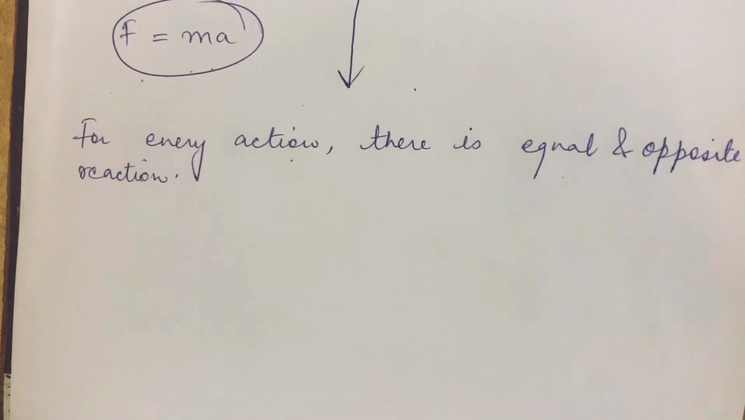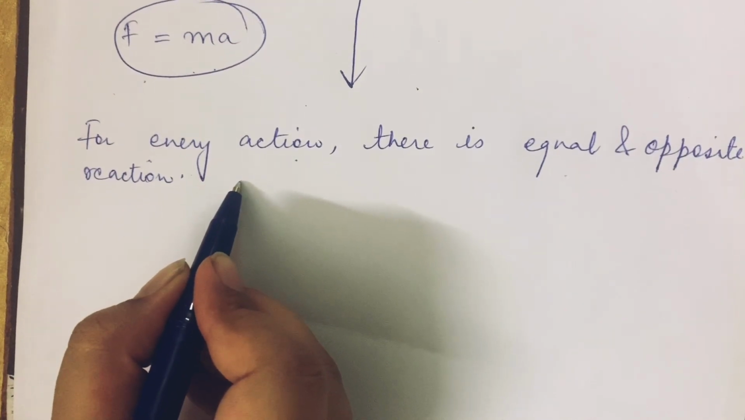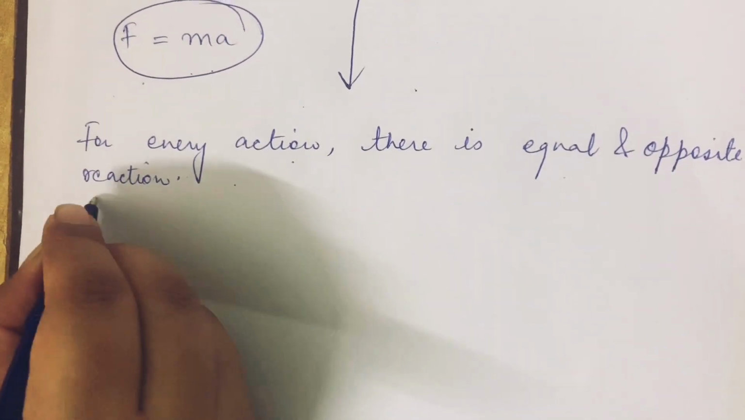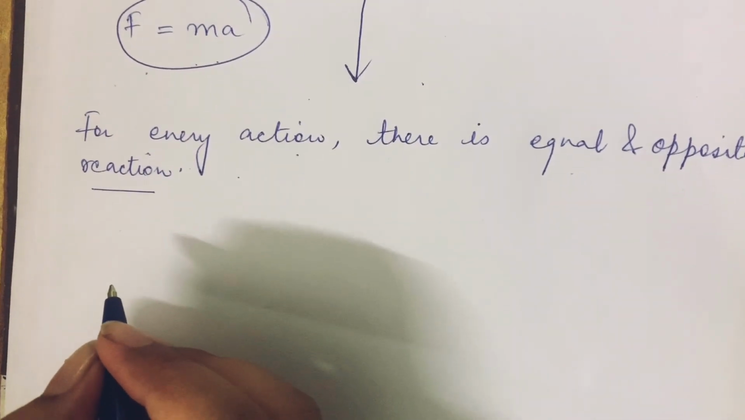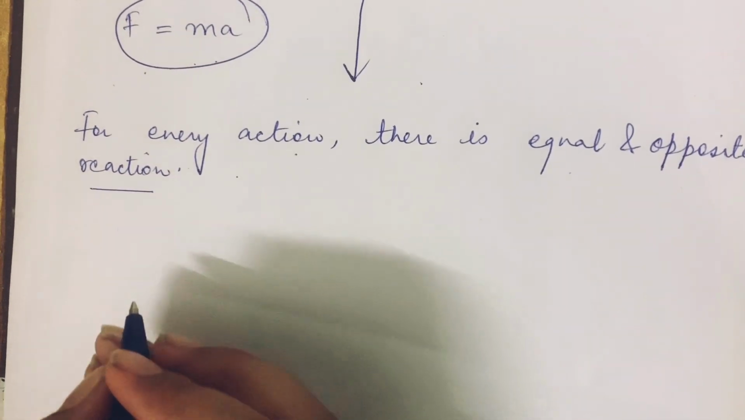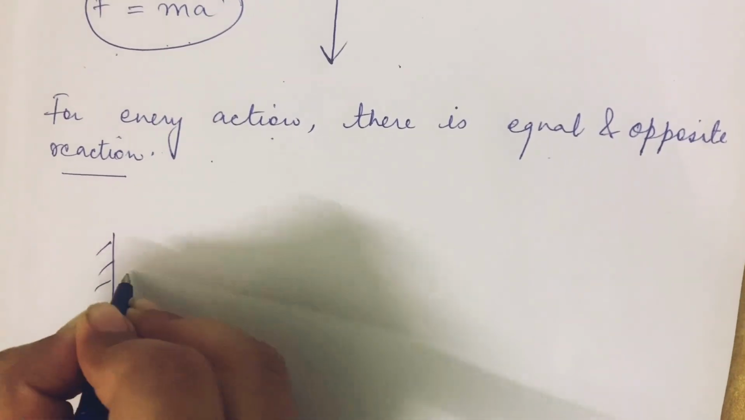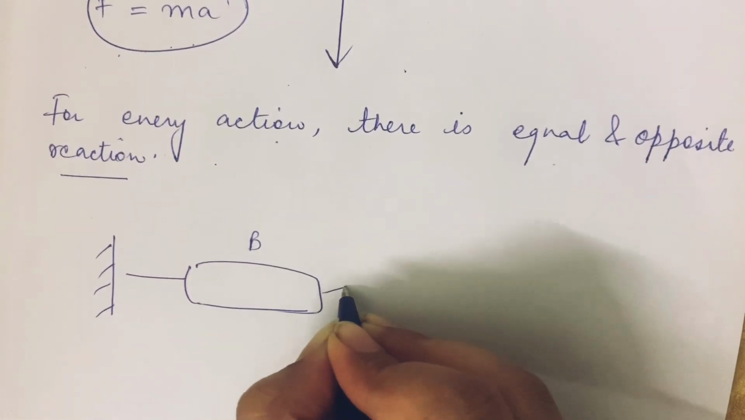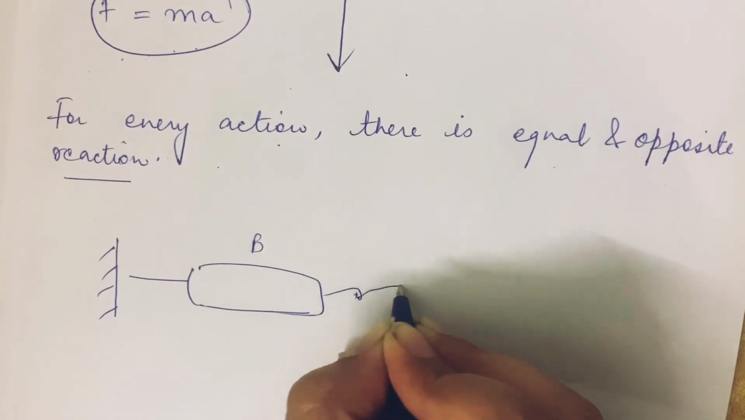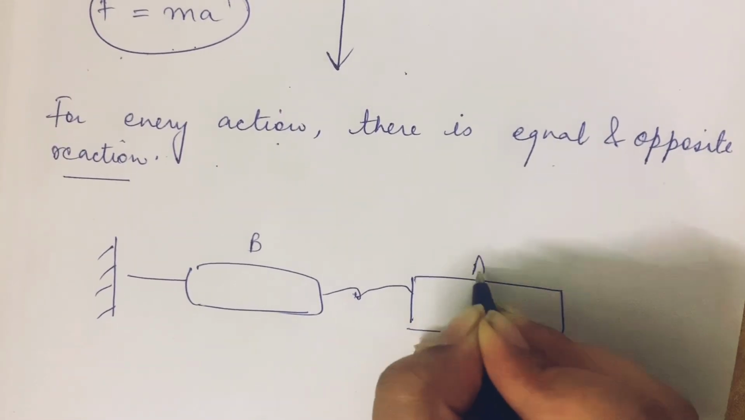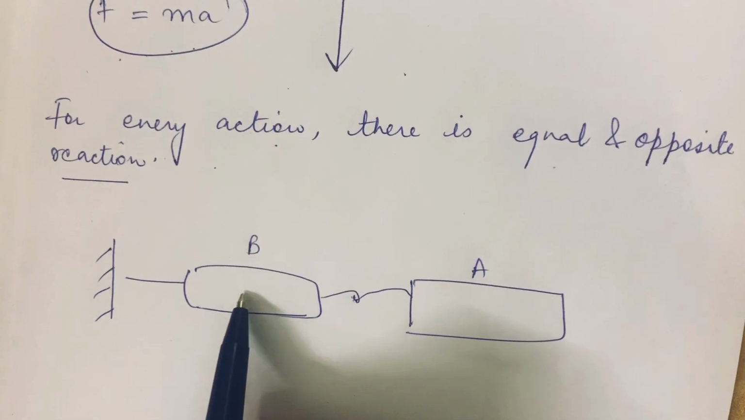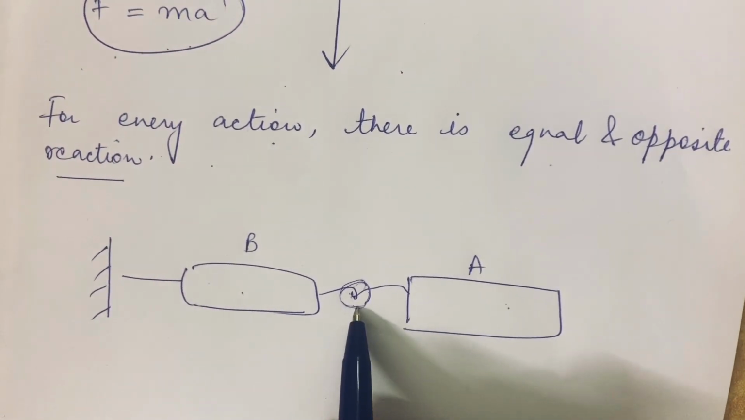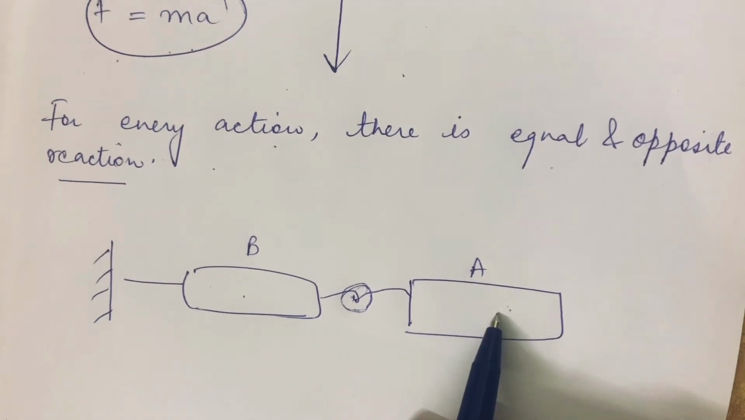इसे समझने के लिए वी हैव वन एक्टिविटी गिवन इन योर बुक. यू कैन गो थ्रू दैट एक्टिविटी. In that activity you have two spring balances. Suppose this is spring balance B and this is spring balance A, right? You have considered two spring balances which are connected together through some end.